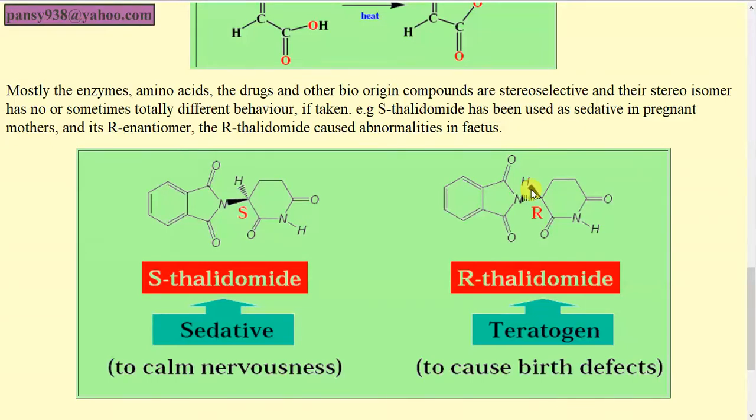This slight difference makes the properties of the compound totally different. One of them is a sedative in action while the second one causes defects in the fetus. So it tells us that stereochemistry is very important to study, especially in bioorigin molecules. Many of the drugs have such a character.